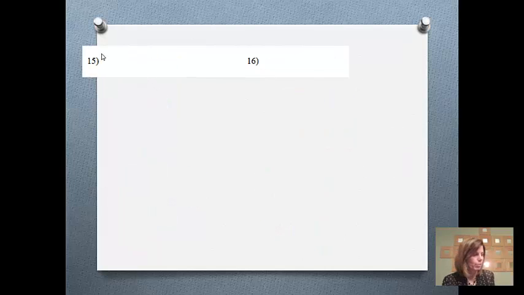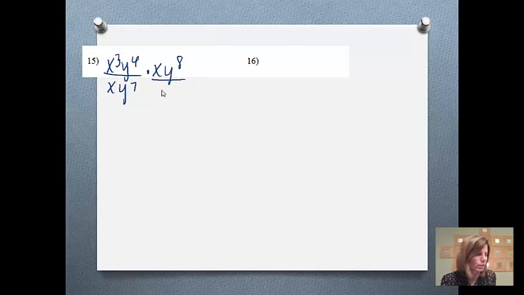All right, problem 15, a couple more here. Let's say I have x to the 3rd, y to the 4th, over x, y to the 7th, times x, y to the 8th, over x squared, y squared. Again, I'm going to do this two different ways, and I would like you to pick your favorite way. First thing that I'm going to do, though, is anything that doesn't have a power on it, I'm going to put a 1 so I don't forget about it.